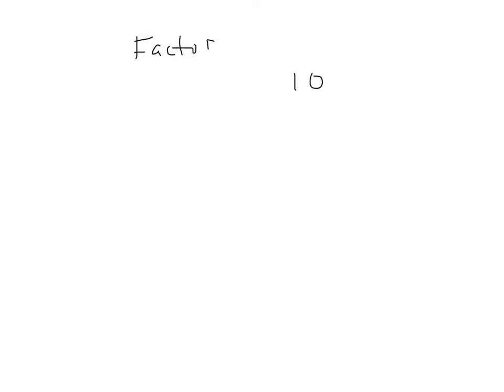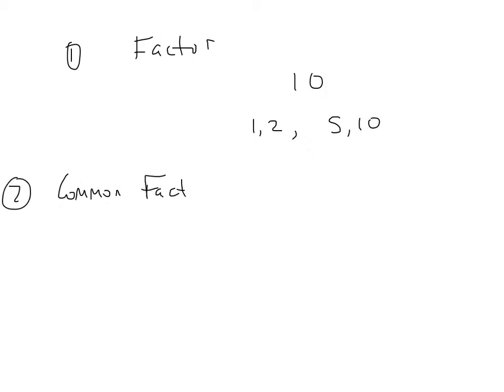if I said, what are the factors of 10, you would say, well, I could multiply 1 times 10 to get me 10, so both 1 and 10 are factors. I could multiply 2 times 5 to get me 10, so both 2 and 5 would be factors, and so here are the factors of 10. So those are factors. So let's talk about common factors.